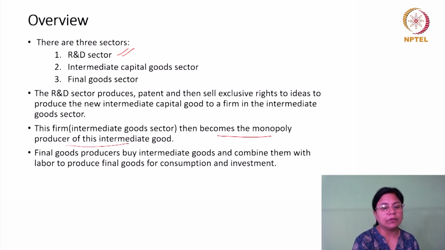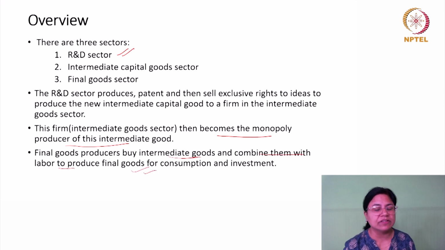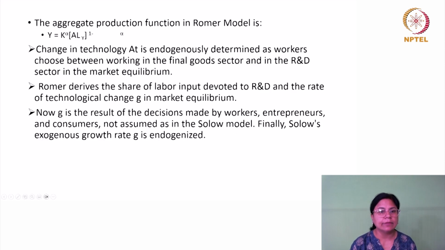Final good producers, in this case, will buy this intermediate good and combine it with labor to produce the final good for consumption and investment. So using this three-sector model, Romer has developed his ideas, which we are not going to discuss here. We are going to talk about the final conclusion, or the key takeaway, from the model.